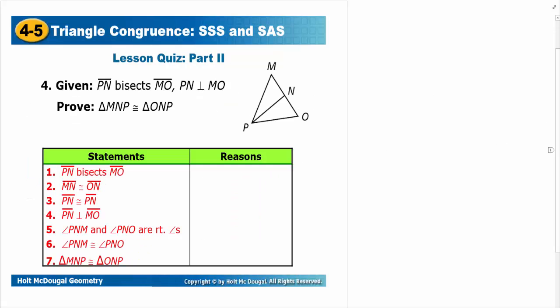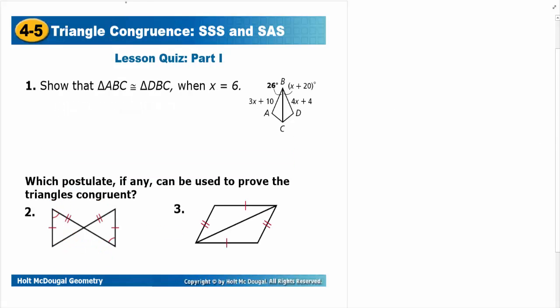There's 2 parts to the lesson quiz. Part 1, again, show that these triangles are congruent when x is 6, just like the example I did in the notes. Plug in for x, and then see if we're going to have side angle side or side. Okay, but you have to show the work. Don't just write the statement that the triangles are congruent by whatever postulate. I need the work.